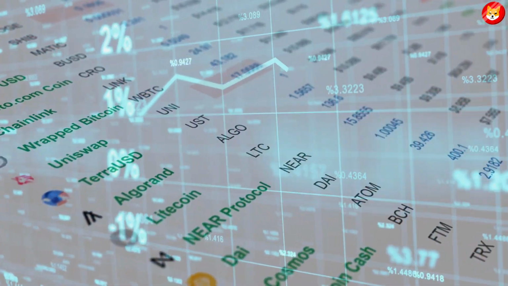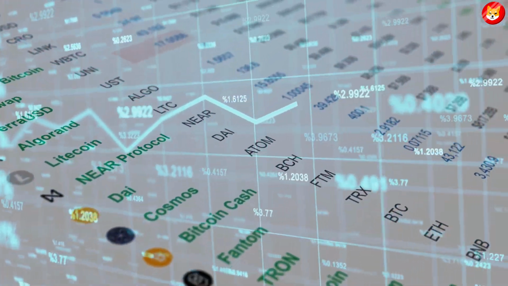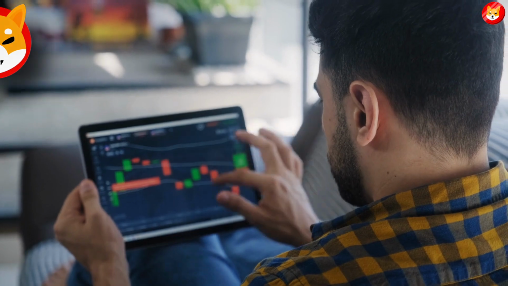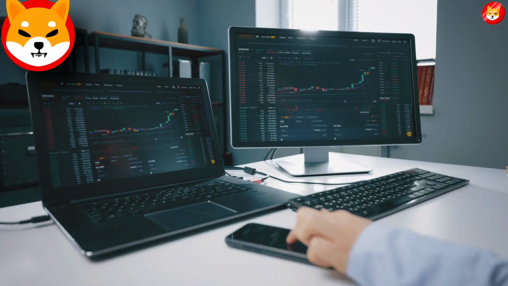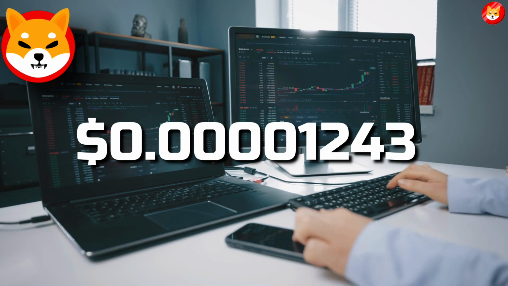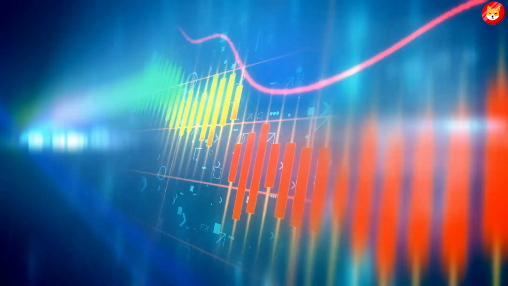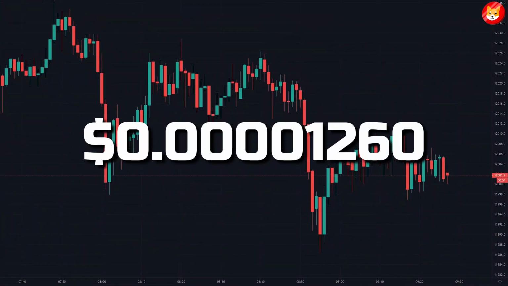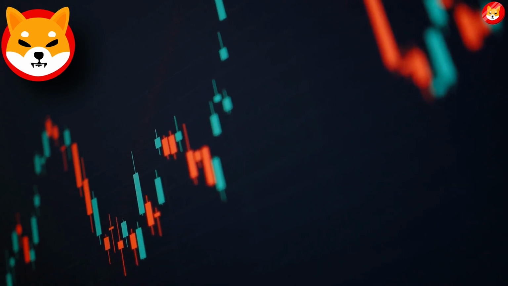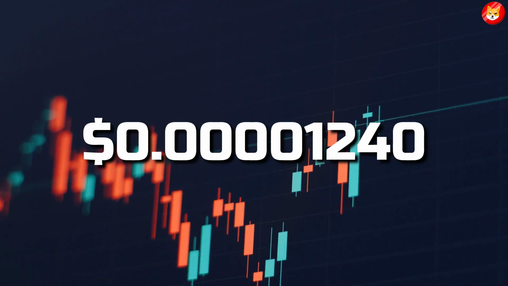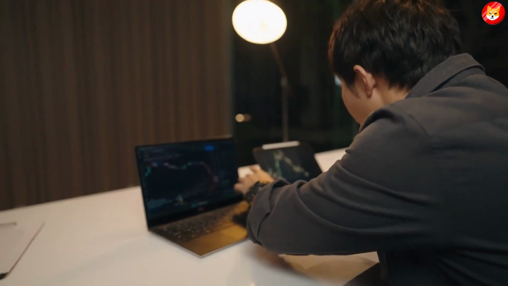Following on from yesterday's rally, which took prices to a 2-month peak, Shiba Inu continued to trade close to these levels despite earlier gains easing. Prices of the meme coin hit an intraday high of $0.00001243 on Tuesday, which is marginally below Monday's peak above $0.00001260. Today's move saw SHIB collide with its long-term resistance level at $0.00001240, which hadn't been broken since mid-May.